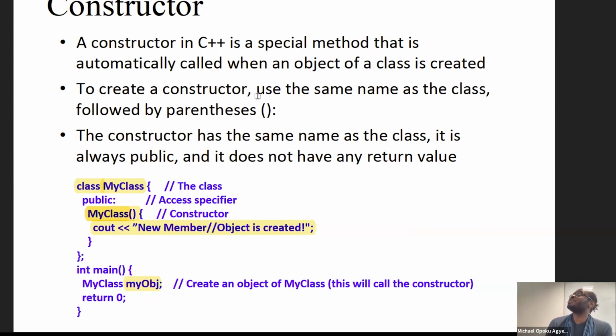So basically, to create a constructor, you use exactly the same name as the class itself, followed by parentheses, just because it's a function, a method, right? The constructor has the same name as the class, and it is always public. And of course, it's called automatically as soon as you create an instance of the class.